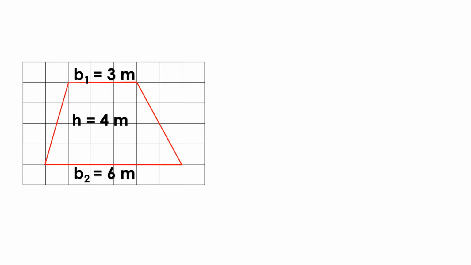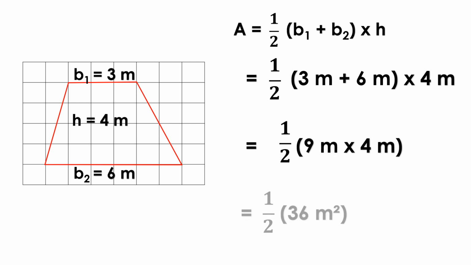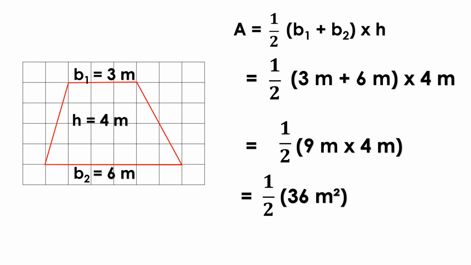Next, find the area of the trapezoid. We have base 1, which is equal to 3 meters. Base 2 is equal to 6 meters, and the height is equal to 4 meters. The formula in finding the area of a trapezoid is A is equal to 1/2 times base 1 plus base 2 times height. By substituting the values, we have 1/2 times 3 meters plus 6 meters times 4 meters. This is equal to 1/2 times 9 meters times 4 meters, which is 1/2 times 36 meters squared. The answer is 18 meters squared.